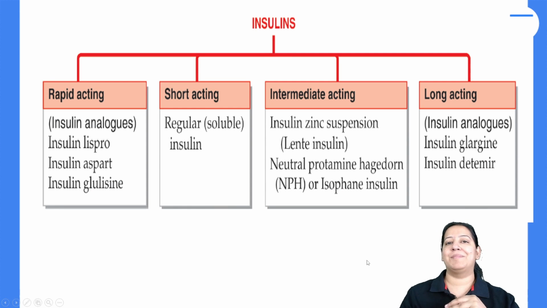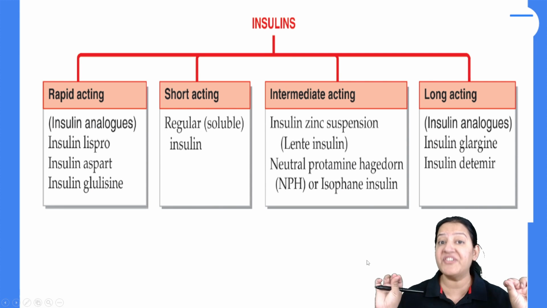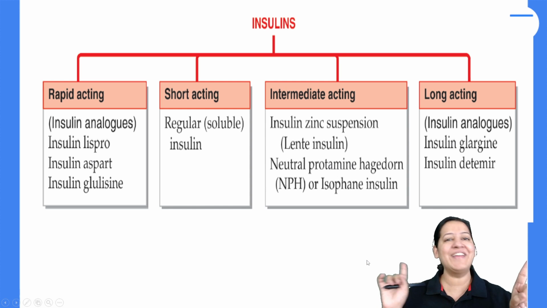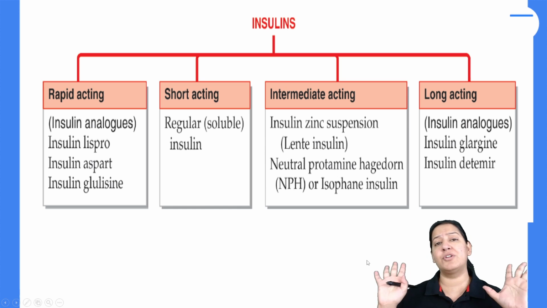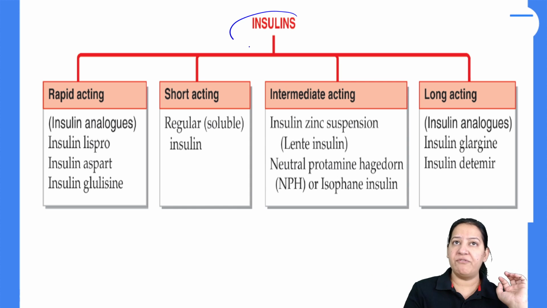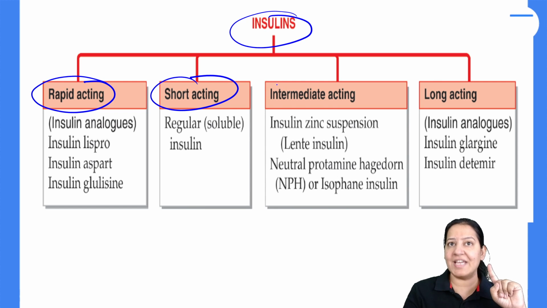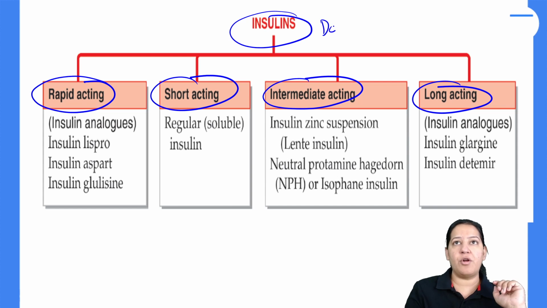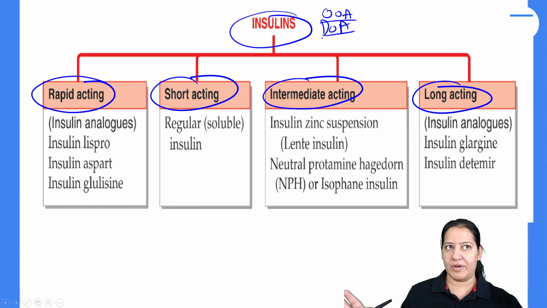Now you have to learn the names. This is the classification of artificial insulin available in the market and you cannot miss it, right? It is a very ultra important topic. Please understand. So the 4 types of insulin available in the market are rapid acting, short acting, intermediate acting and long acting. It is based on their onset of action and duration of action. It is divided into 4 categories.